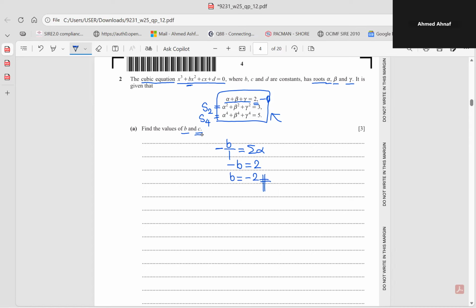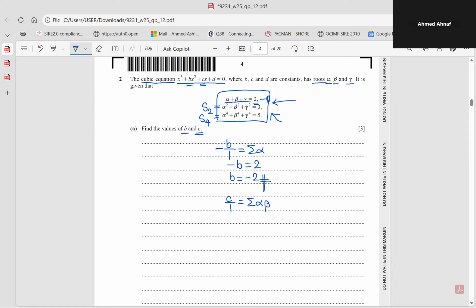Now we need to find c. Okay, let's do the same thing for c. We're going to connect c to an equation in terms of the sum of roots or root pairs. So for c, the formula is c over a, which is the coefficient of x cubed. So that's just 1, equals the sum of alpha beta, sigma alpha beta.